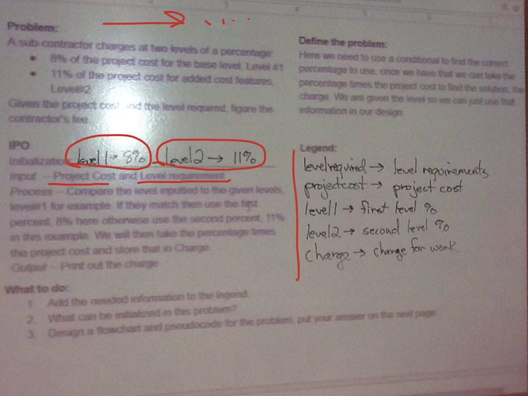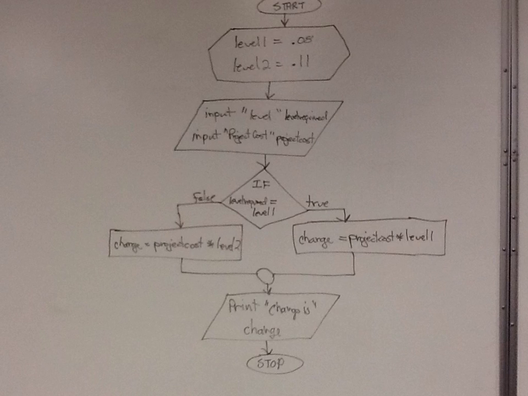And so we have to make some decision. If it's a level 1, we're going to multiply by, in this case, 8%. If it's a level 2, 11%. And then what we're looking for as an answer is how much to charge based on the project cost. So, input these 2, and we should be able to end up with the charge. So here's how we went over it today in class.